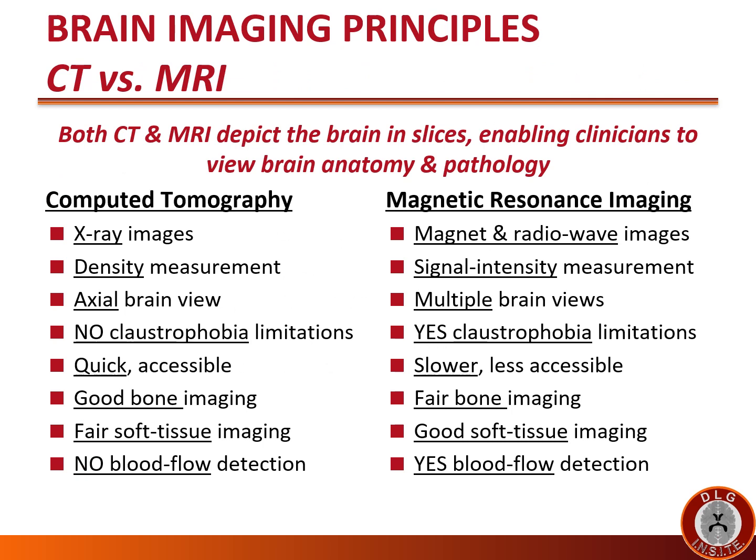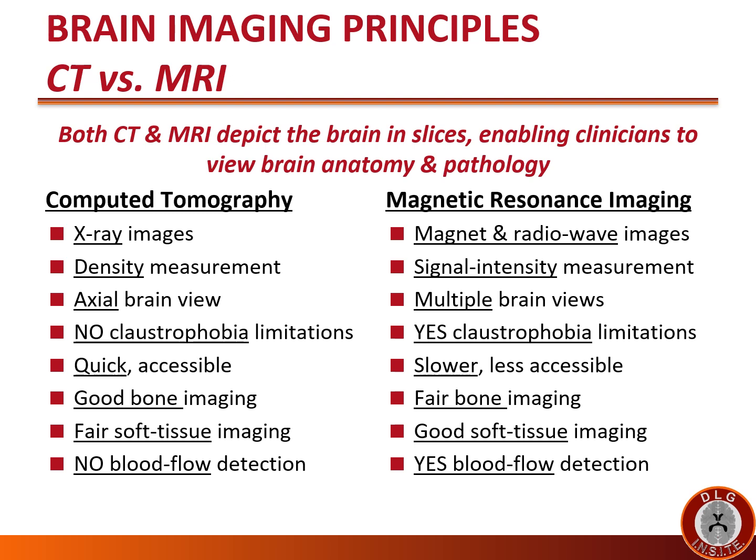First, let's describe CT and MRI and distinguish them. Both CT, computed tomography, and MRI, magnetic resonance imaging, depict the brain in slices, enabling clinicians to view brain anatomy and pathology. Computed tomography, or CT, does this via X-ray images, whereas magnetic resonance imaging, or MRI, does this by magnet and radio wave images. CT is a density measurement. MRI is a signal intensity measurement.